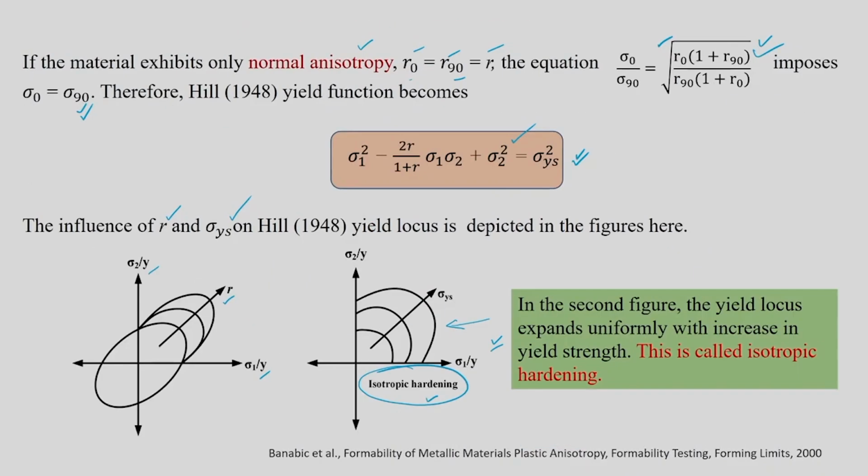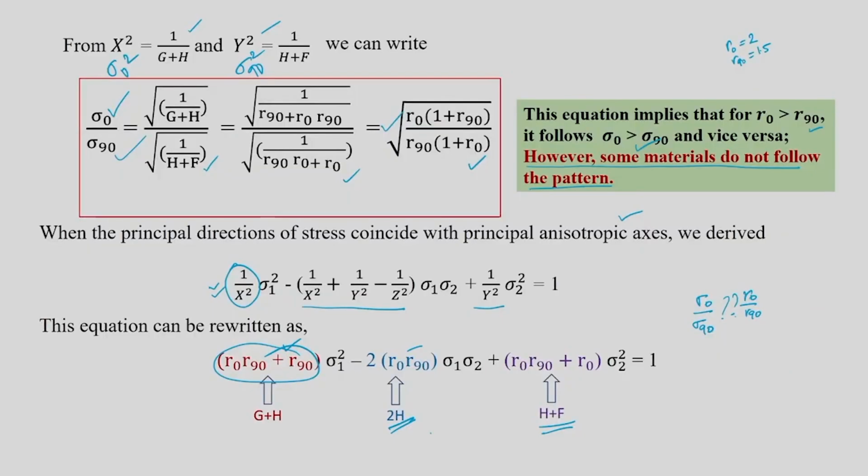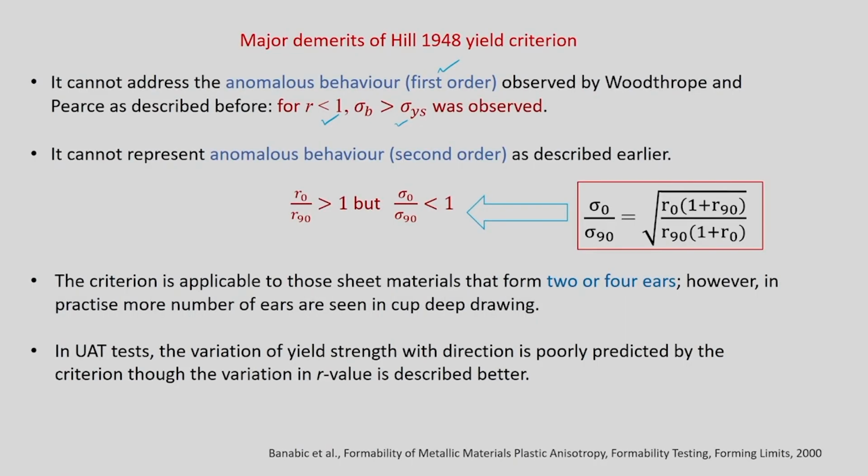You remember this equation? This we derived, no? Sigma 0 by sigma 90 equal to square root of r0 into 1 plus r90 divided by r90 into 1 plus r0. Now, we also said that if r0 is greater than r90, then sigma 0 is greater than sigma 90, but some materials do not agree with this. This is actually called another anomalous behavior. So, if r0 by r90 is greater than 1, some materials will show sigma 0 by sigma 90 less than 1. So, that is one problem with Hill 1948.